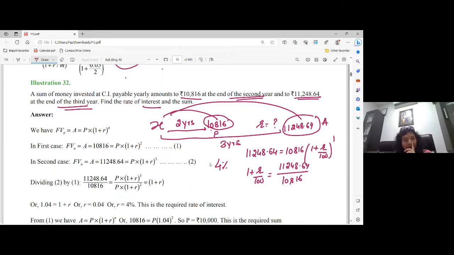So interest rate is 4%. Now we have to find out the principal. So after 2 years, the amount becomes 10,816. So I have to find out the principal. So that becomes 10,816 amount divided by (1 plus R upon 100) to the power 2 years. So that means 10816 divided by 1.04, then divided by 1.04. So this is equal to 10,000. So principal is 10,000.